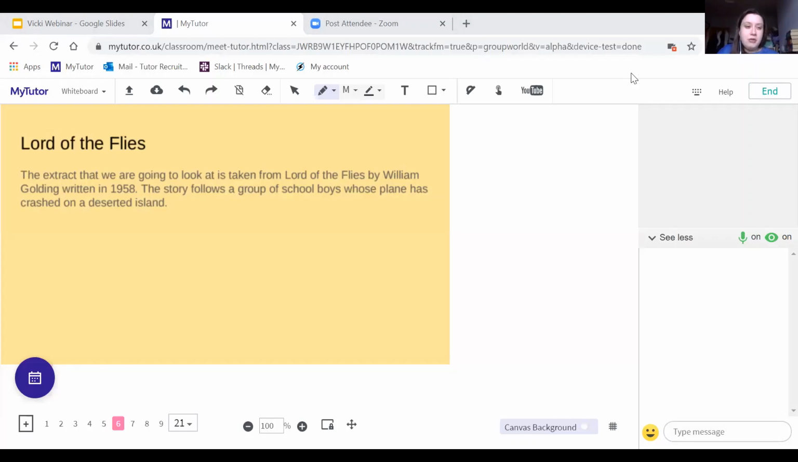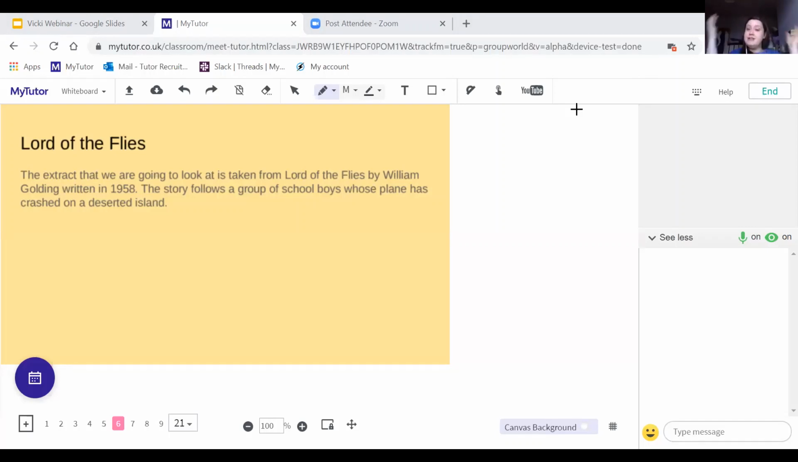So I imagine most of you will be doing An Inspector Calls from that particular module. However, it doesn't really matter for the purposes of this.